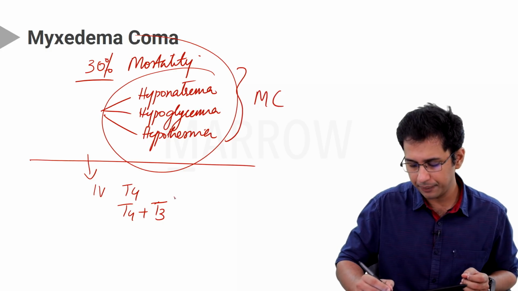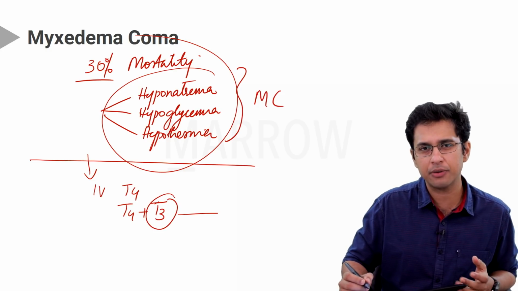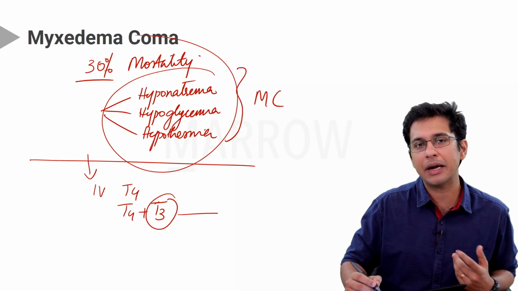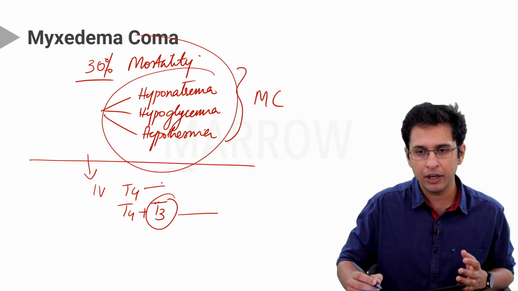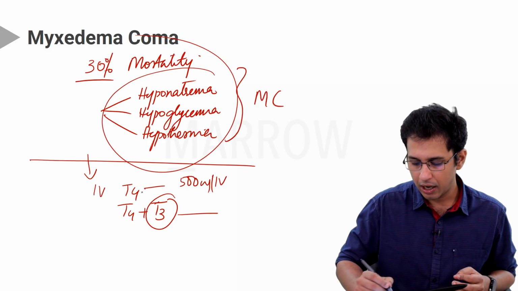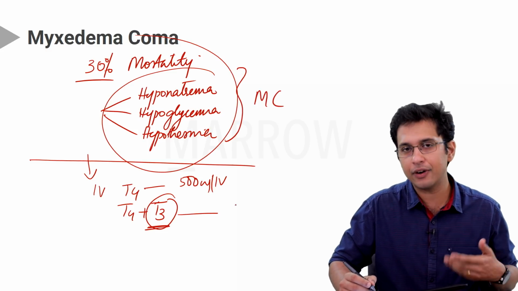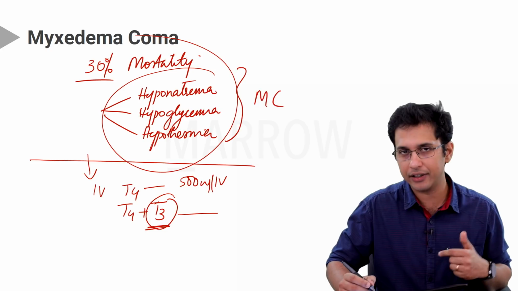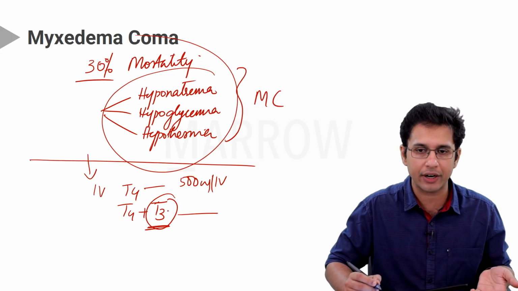Technically, we want to give T3. Usually we only give T4, right? If it is a hypothyroidism treatment, we only give T4. But in this case, we might want to give T3. But for practical purposes, we actually give a heavy dose of T4. Almost 500 microgram IV we give. There are reports which say T3 is also beneficial because the peripheral conversion of T4 to T3 will be impaired in this condition, right? So we might as well give T3. And obviously, T3 is faster and shorter acting.